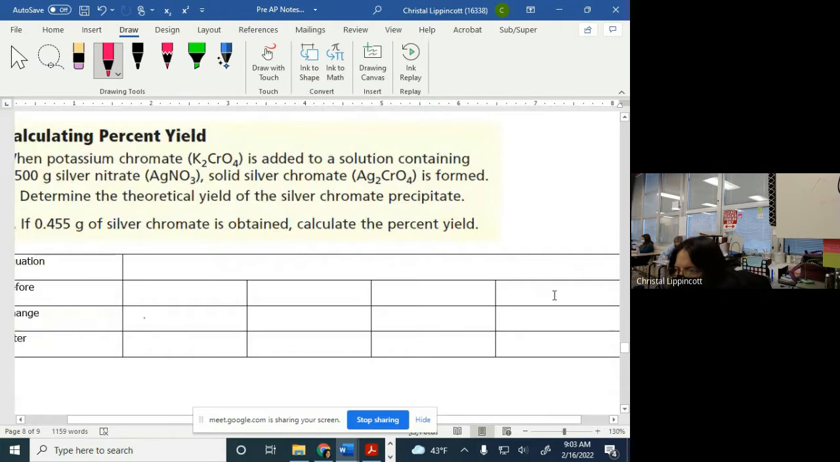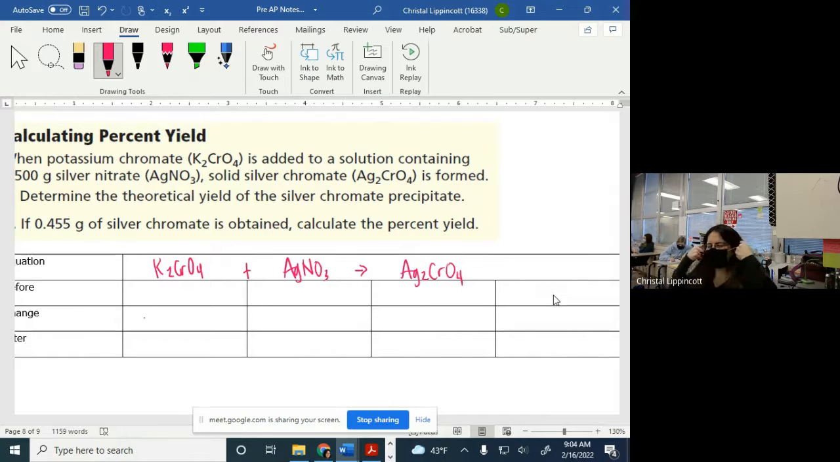All right, let's do another one. We've got potassium chromate. I was really excited. And it's going to go with AgNO3. They're telling us that we're forming Ag2CrO4. Are we going to have anything else? That's all they mentioned.